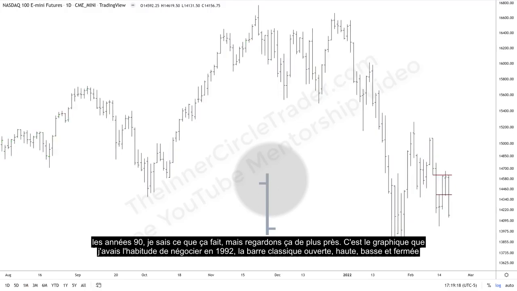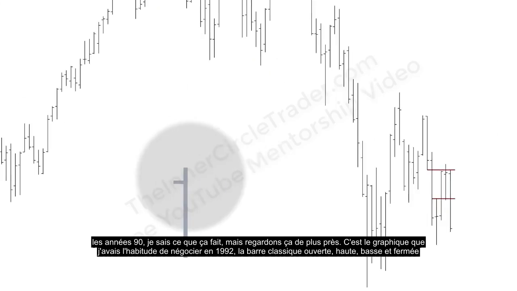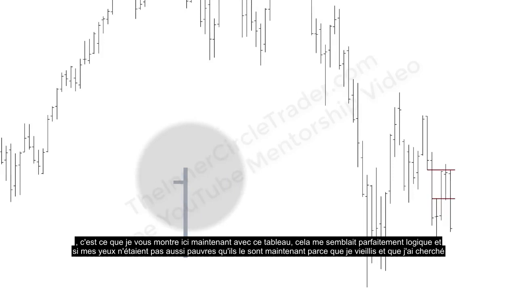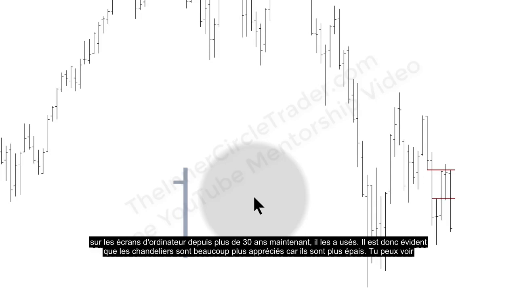This is the chart that I used to trade back in 1992. The classic open, high, low, and close bar, which is what I'm showing you here. Now, with this chart, it made perfect sense to me. And if my eyes were not as poor as they are now, because I'm aging and I've been looking at computer screens for 30 plus years now, it's worn them down.